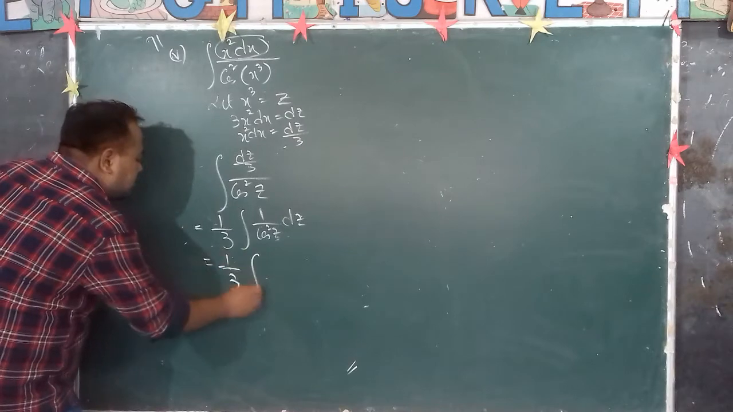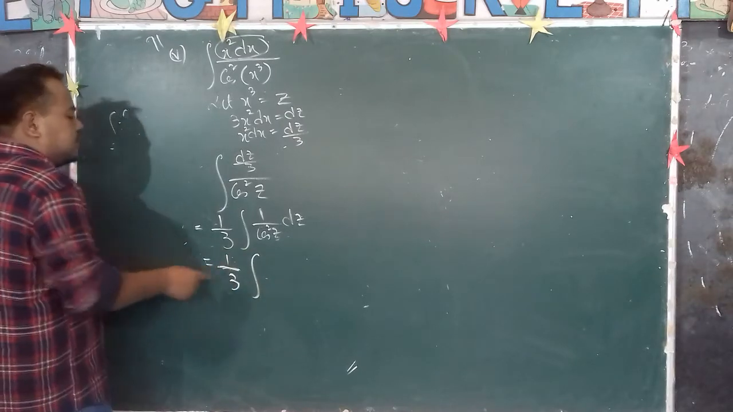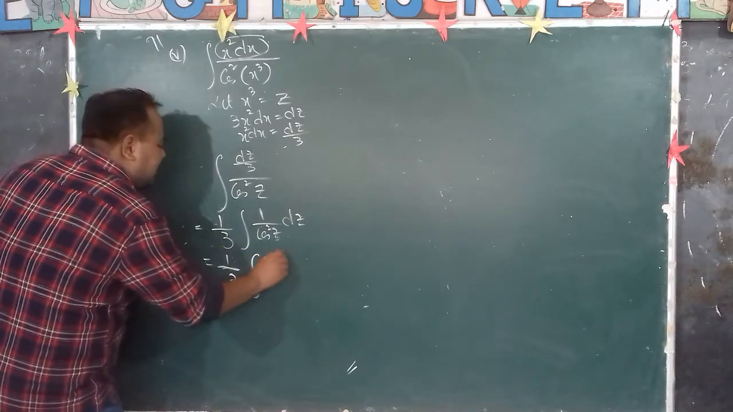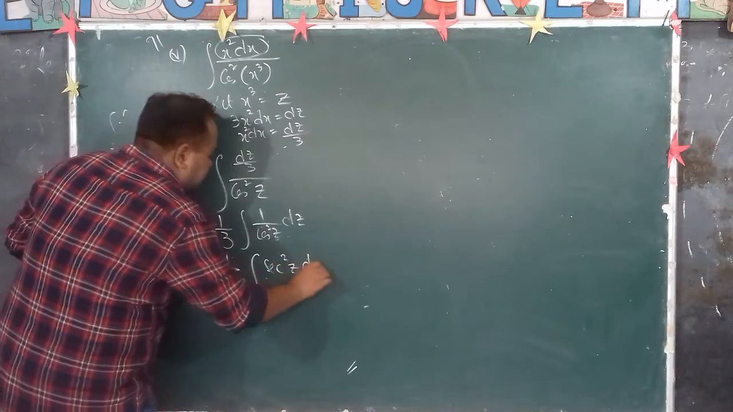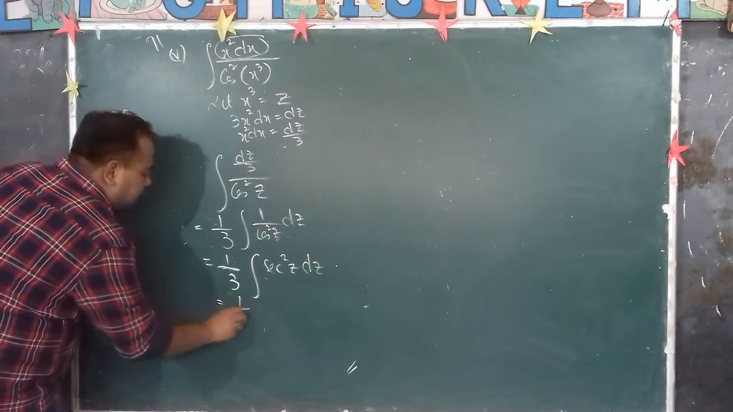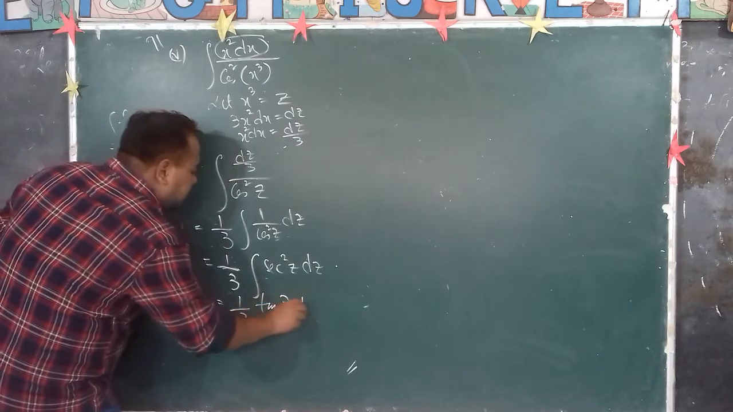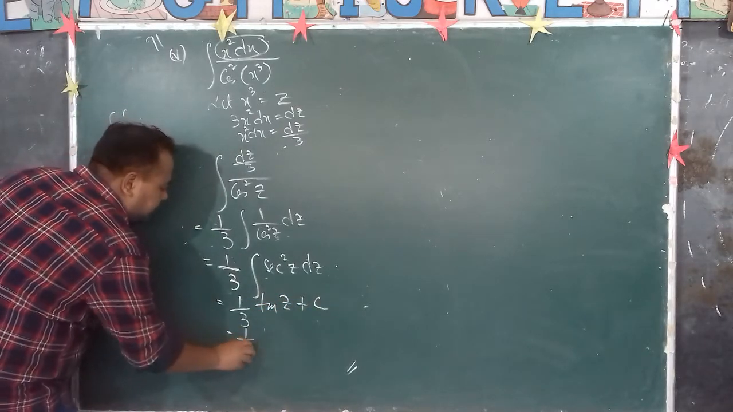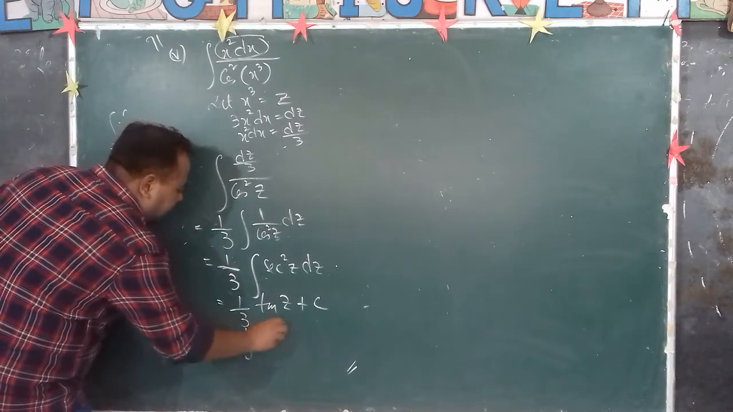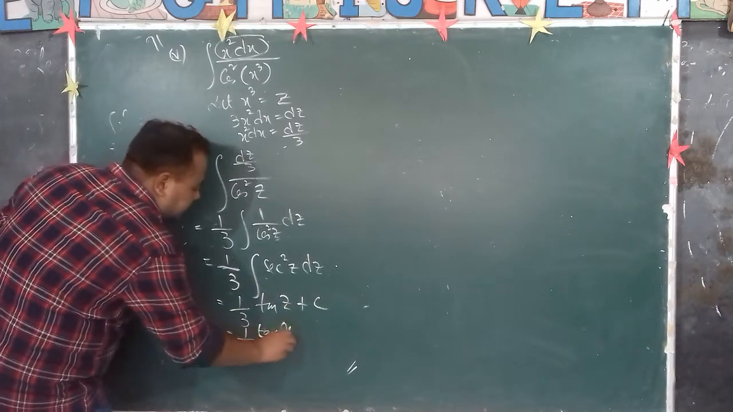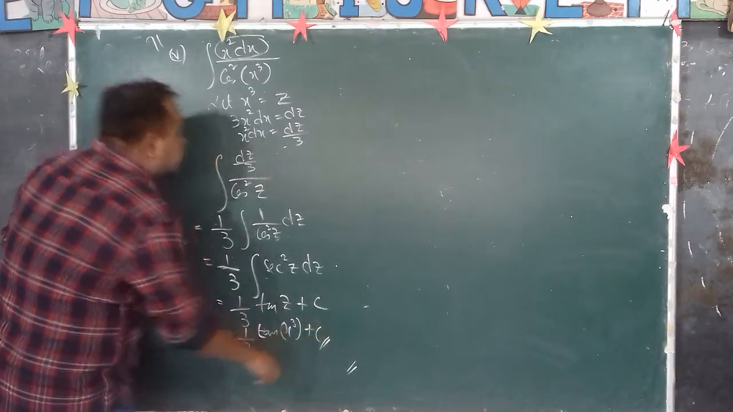So since these are trigonometrical ratios, we can take it up. The reciprocal of cos is what? Sec square z dz. And don't you know that there's a formula for sec square z? It is tan z plus c. So your answer is 1 by 3 tan, what's the value of z please? It is x cube plus c.